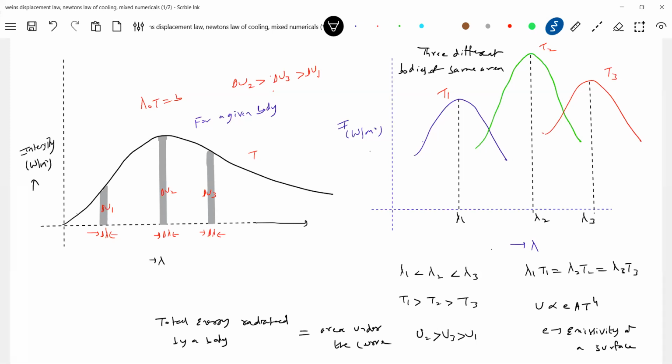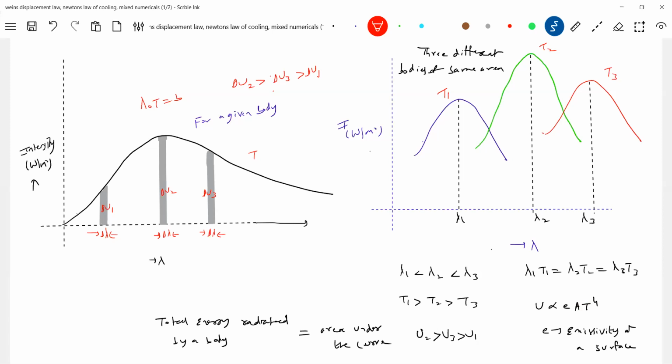Okay, this is one thing. Next, can we say anything about the emissivity of a surface? All three bodies have the same area. Try to compare. U2 greater than U3 greater than U1, but T1 greater than T2 greater than T3. Can we say anything about emissivity? Definitely the emissivity should be greater. Of course, we can't say exactly, but one of the possibilities is E2 greater than E3 greater than E1. One of the possibilities, I'm telling you.